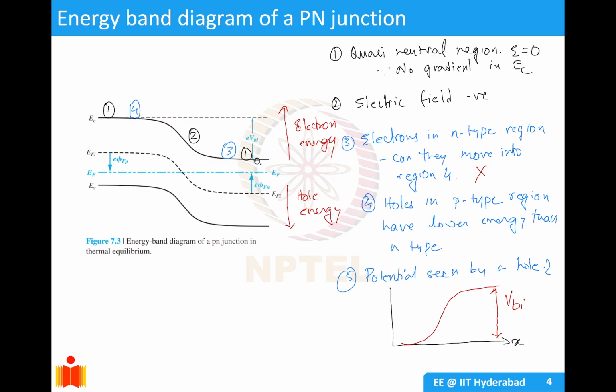So they will have to gain an energy equal to VBI to overcome this barrier, for electrons to move from here to here and for holes to move from here to here. So unless you provide this energy, there will be no movement of electrons and holes from one region to the other region.